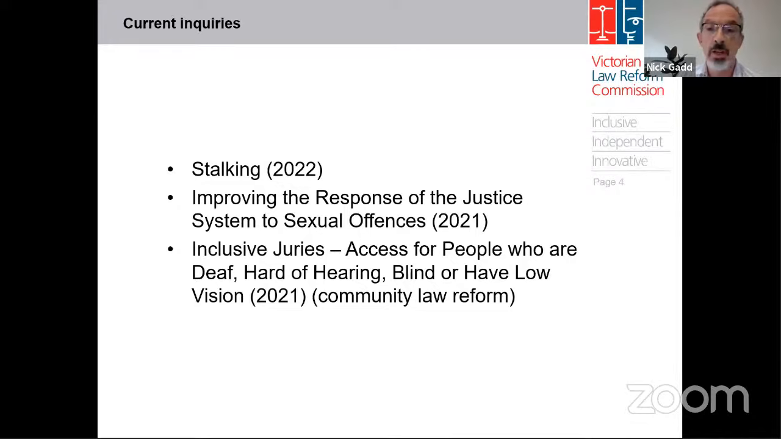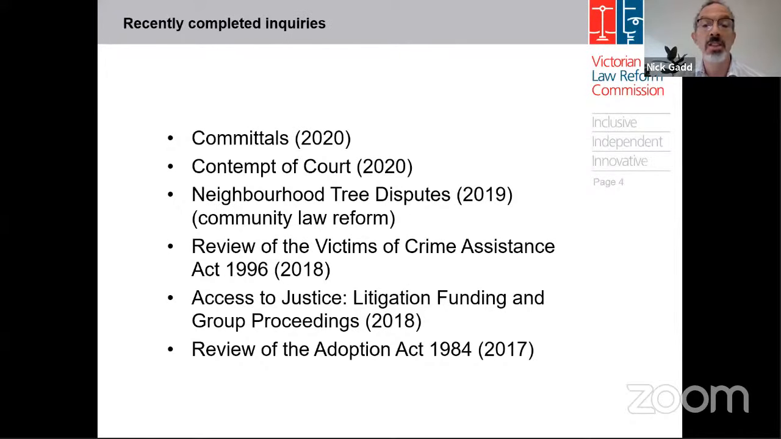We're also currently working on a project called Inclusive Juries. This is a community law reform project which we chose for ourselves, which is about access for people who are deaf, hard of hearing, blind or have low vision to serve on juries. What do we need to do to enable people who are deaf, hard of hearing, blind or have low vision to serve on juries? A really interesting inquiry. And these are some inquiries which we have completed recently within the last 4 years.